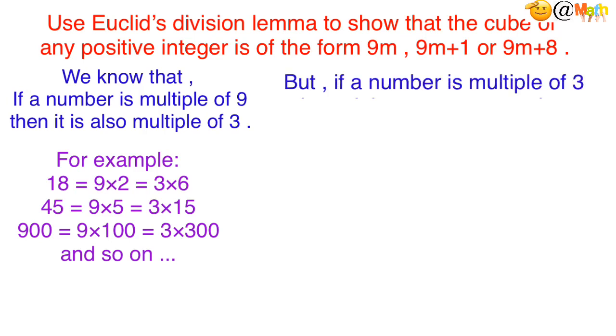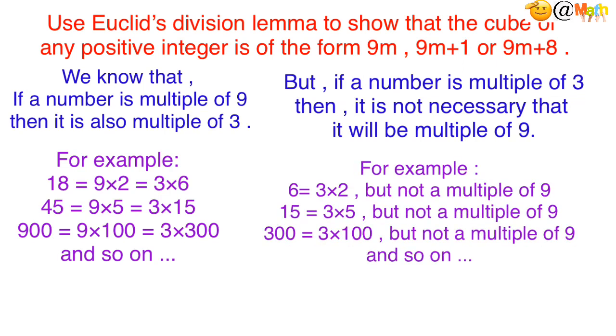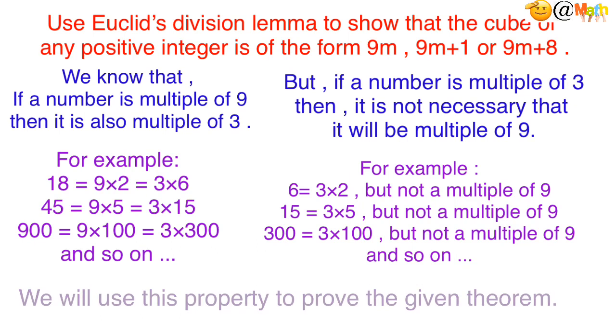But if a number is a multiple of 3, then it is not necessary that it is a multiple of 9. For example, 6 is a multiple of 3 but not a multiple of 9. 15 is a multiple of 3 but not a multiple of 9. 300 is a multiple of 3 but not a multiple of 9, and so on. We will use this property to prove the given theorem.